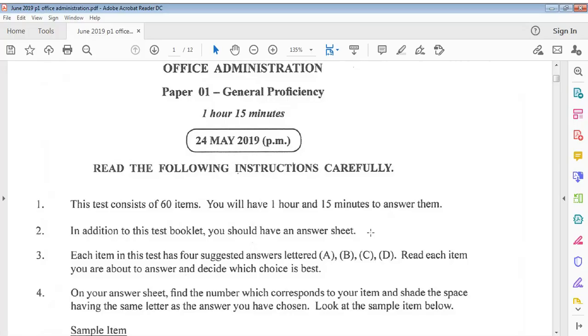Today, we'll be answering the CSEC Office Administration June 2019 past paper 1 questions. Let's get right in.